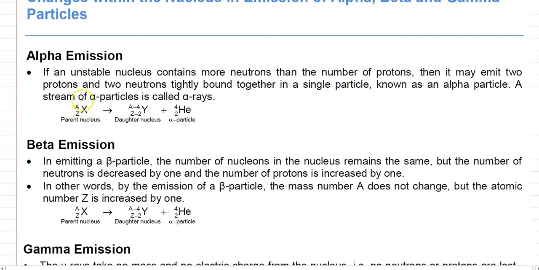When X with mass number A and atomic number Z, the parent nucleus, emits an alpha particle, it forms another element called Y. Y must have mass number A minus 4, because helium has mass number 4, and proton number Z minus 2, because helium has proton number 2. You can see that if we add A minus 4 plus 4, it will be A, and Z minus 2 plus 2 will be Z.